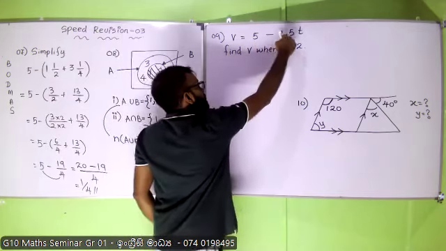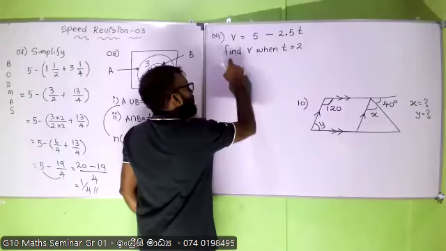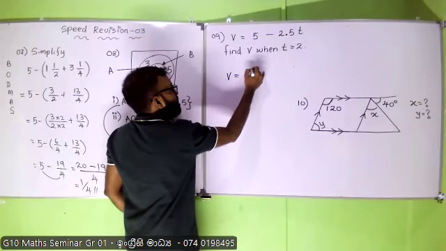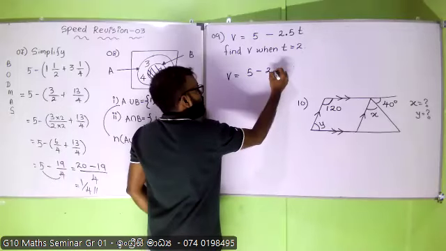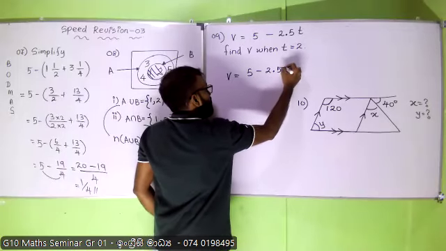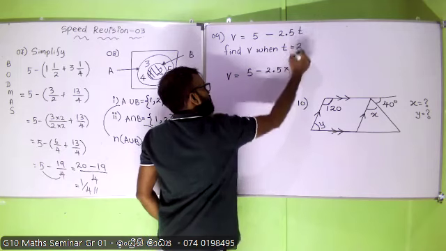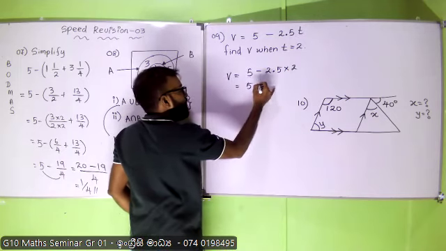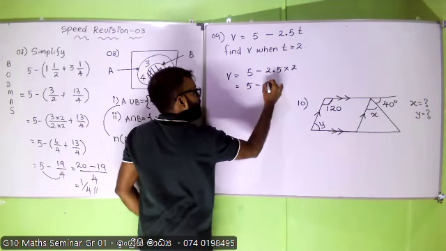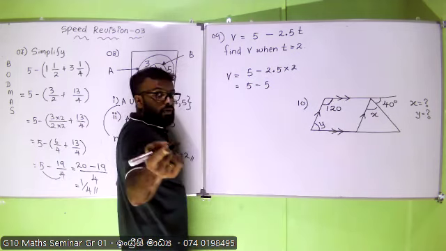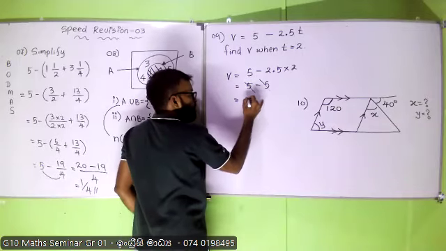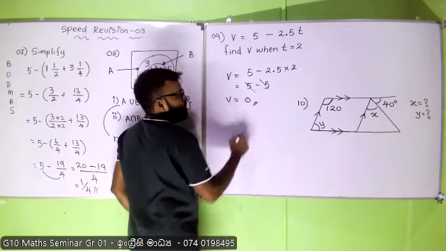V equals 5 minus 2.5t. Find V when t equals 2. Very easy. V equals 5 minus 2.5 times, instead of t I am substituting 2. What is this? 5 minus 2.5 times 2, that is 5. Giving 5, taking back 5, cancel out to 0. V equals 0.